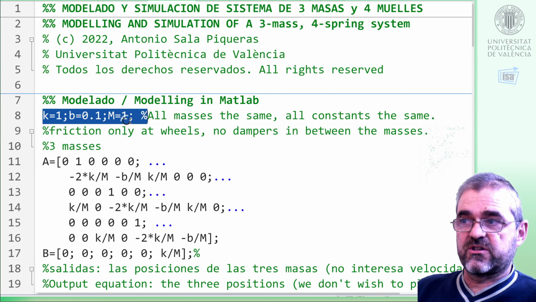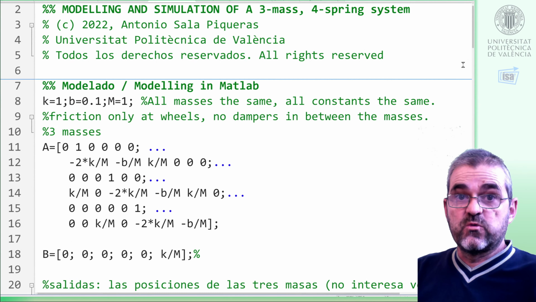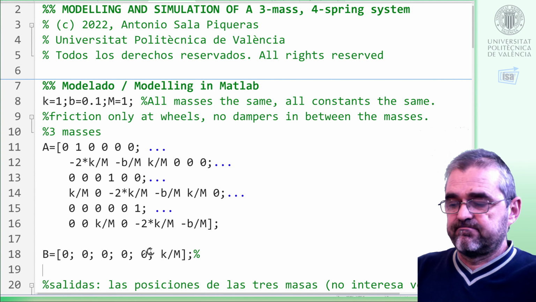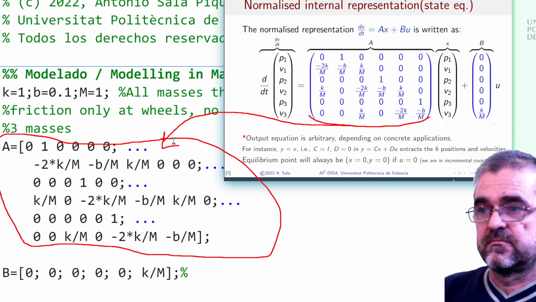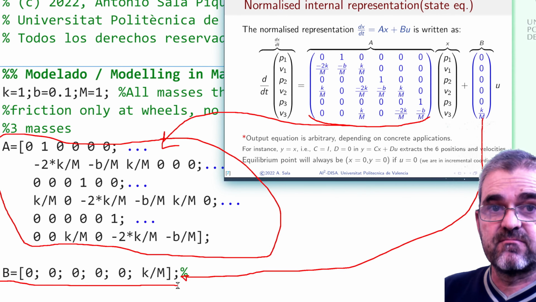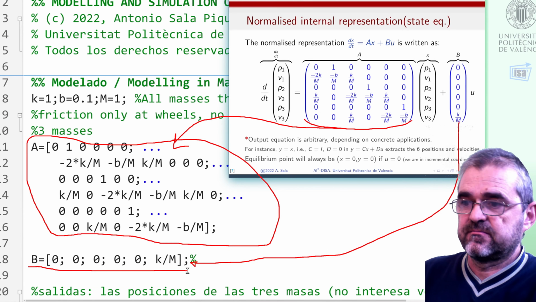In this line, we just give 1 kilogram, 1 Newton per meter, and 0.1 friction coefficient, the same for all the springs and masses. And we will encode matrices A and B by simply copying from the theoretical developments. As you can see, we just wrote this in here, and this matrix is encoded like this. So this is it, just copying A and B.